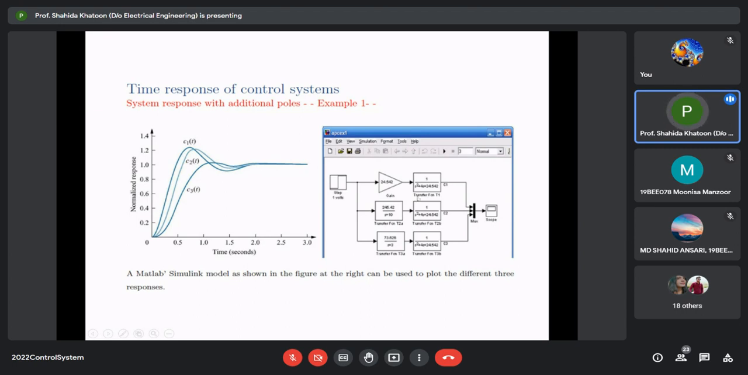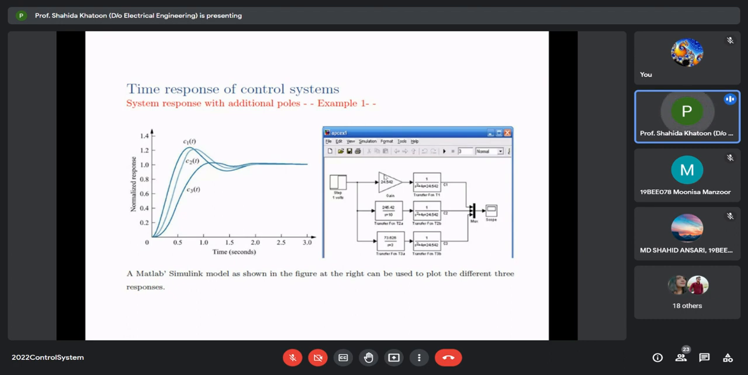And here I have shown you the MATLAB Simulink model of the given system, right? This is the transfer function. This part of the system is the same for all three transfer functions, and only the gains are changing, making the system a higher order system.